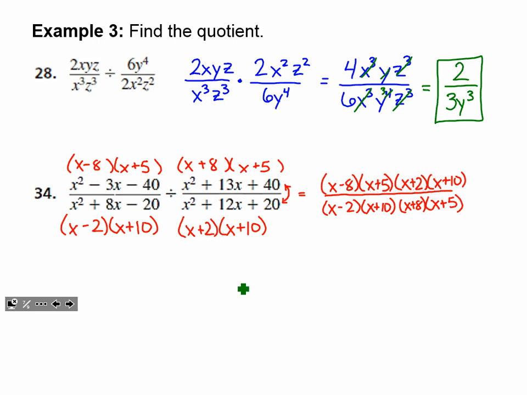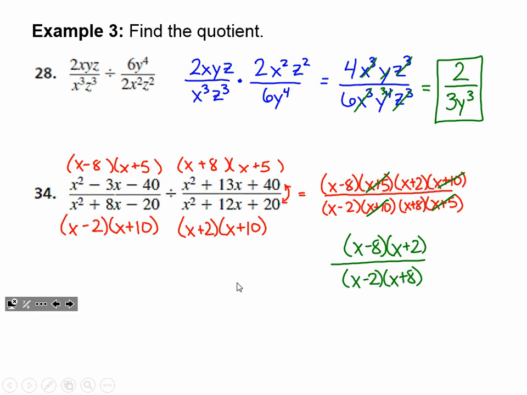All right, what cancels out? My x plus 5 factors cancel out, and my x plus 10 factors cancel out. So I'm left with x minus 8 times x plus 2 over x minus 2 times x plus 8. And those factors do not match. Even though they're very similar, I cannot get those to cancel out.